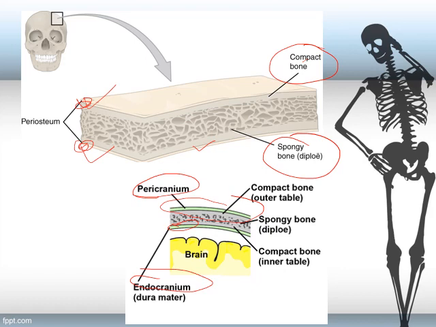Okay? So again, our external and internal tables, or our periosteum, are made up of compact bones. The diploe is spongy bone.